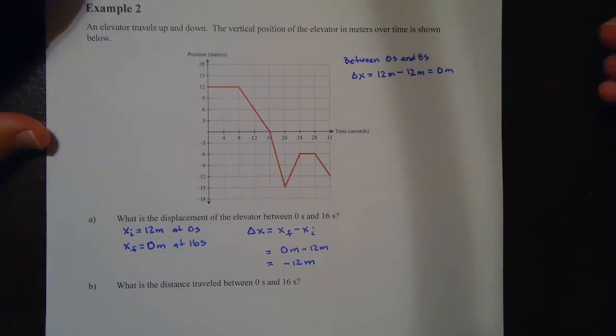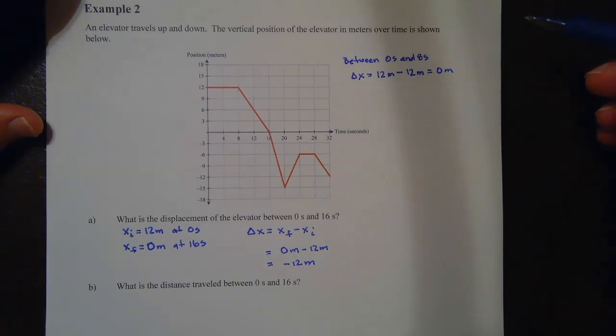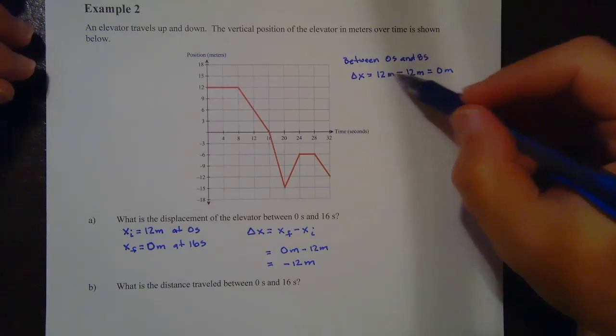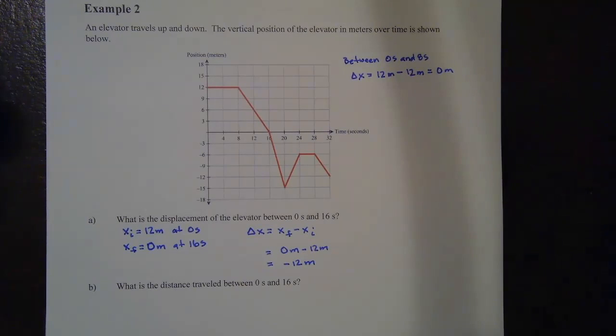So what does that mean, 0 meters for a displacement? It means it didn't move, okay? So during that time, it did not move. Or I shouldn't say it didn't move. You could have a 0 meter displacement and it moved. It was just that the initial and final positions would have to be the same, okay?